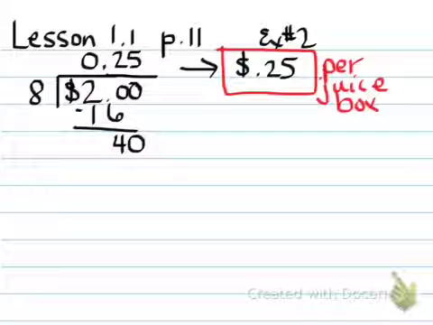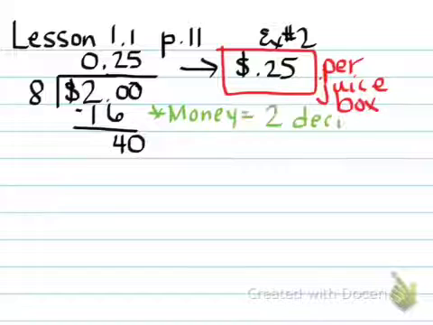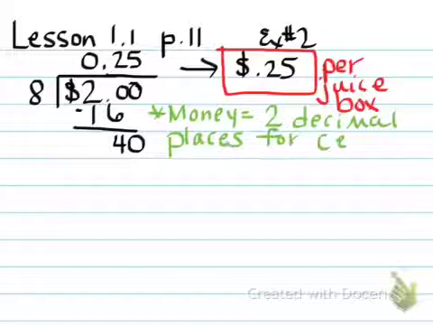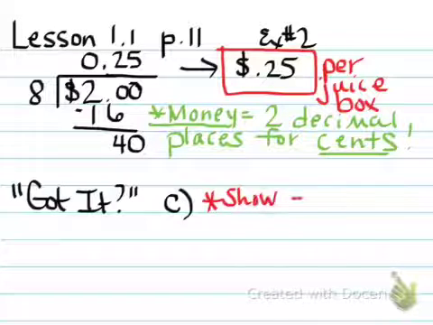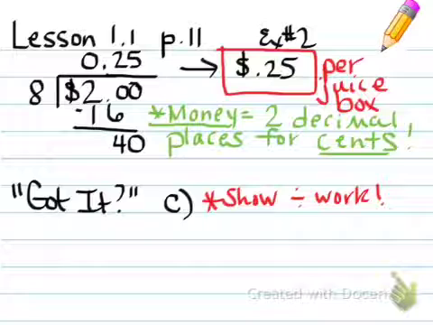And here again, reminding you what you should have in your notes. We're on page 11. You should have copied example 2. And I actually went ahead and showed you the division work, since that wasn't shown in the book, to see how they got 25 cents per juice box for 8 juice boxes that cost $2. You would work through your division, and here's your reminder that with money, you need 2 decimal places to represent the cents. Then you are working your own got it, number C, and I'm reminding you, you should be showing your division work.